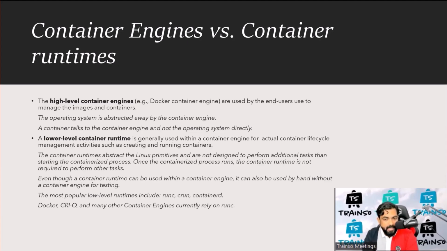Even though a container runtime can be used within a container engine, so Docker will be having a container runtime inside it, these container runtimes can also be used by hand without a container engine for testing and similar purposes. So the most popular low-level container runtimes include runc, crun, containerd, etc. Docker, CRI-O, and many other container engines currently rely on runc.